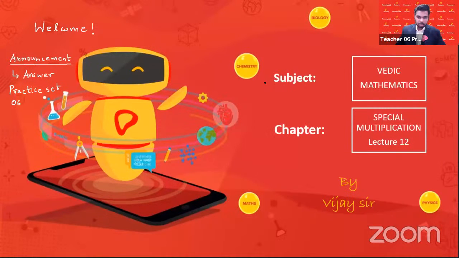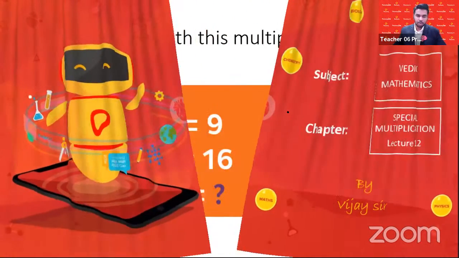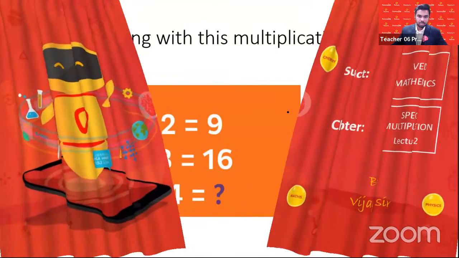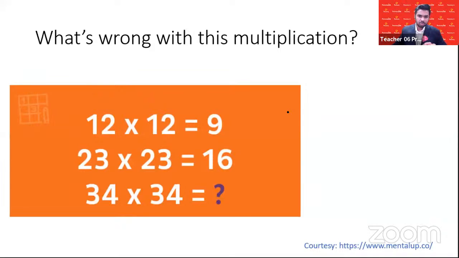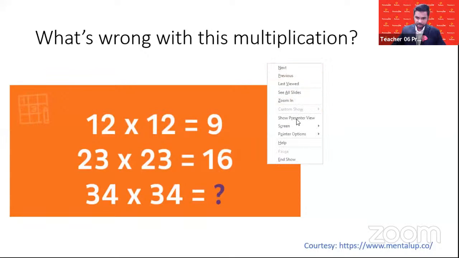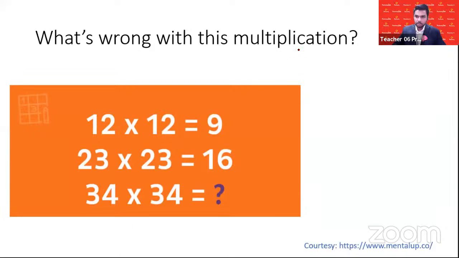So let us start today's class with a small puzzle. This is called what is wrong with multiplication. You can see some figures that are written here. And these figures are not seemingly correct, isn't it? Everyone knows 12 into 12 is not 9, but it is 144. But then there should be some relationship between 9 and 144. Can anyone say what is the relationship? It is a topic that we have already done. Can anyone say what is the relationship between 144 and 9?